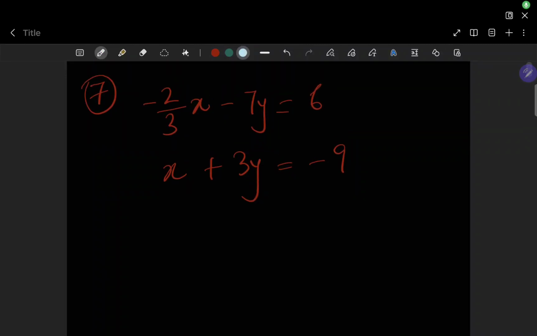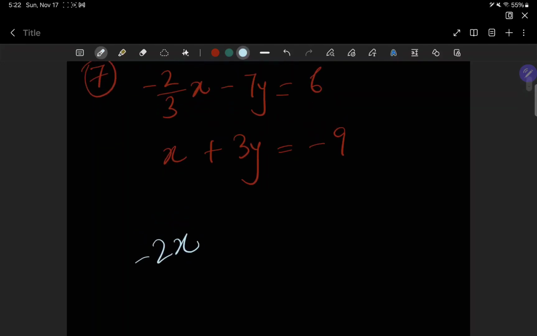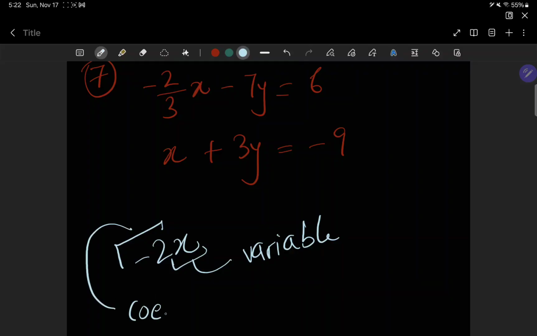What's happening is we're going to look at the question. I'm just going to give you an example first. If you see something like minus 2x, and if someone was to ask you, what is x? X is called a variable. It has a name, right? And minus 2 over here is called a coefficient, because we're going to be using these words.